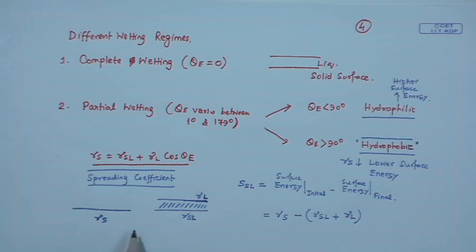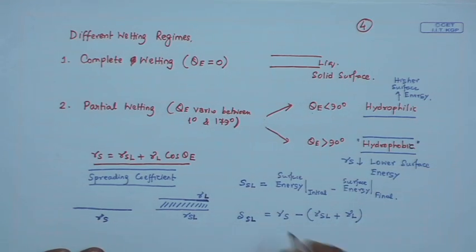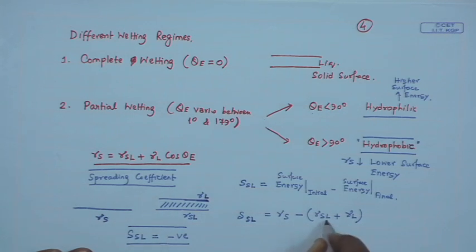So, just remember this picture and the expression automatically forms. What is the utility? Suppose you have S_SL to be negative. What does it mean? It means that after creating the film, numerically the summation of this term and this term exceeds this.